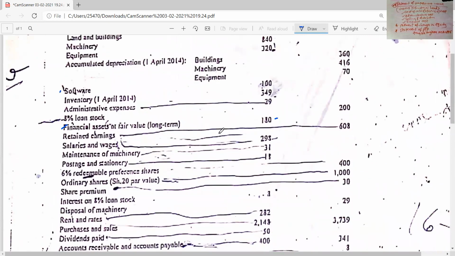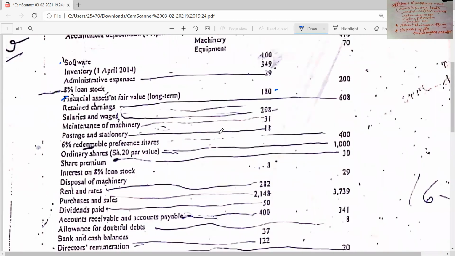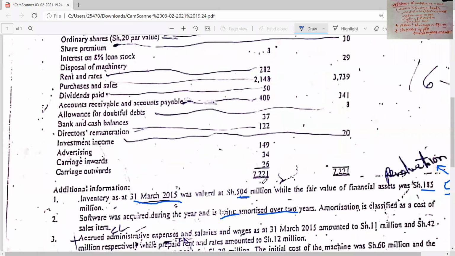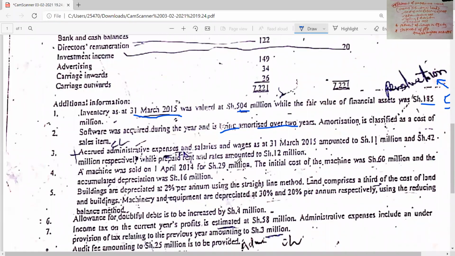Rent and rates in the trial balance, it's here. So rent and rates in the trial balance is this 282. So the 282, I have to reduce, I have to minus this 12, before I classify the rent and rates where it's supposed to be under the functional heading: either under cost of sales, administrative cost, selling and distribution, or under finance. Before I do that, I have to adjust by subtracting the 12. Then the 12 itself is a current asset.